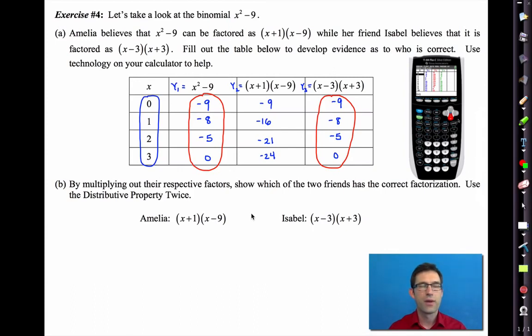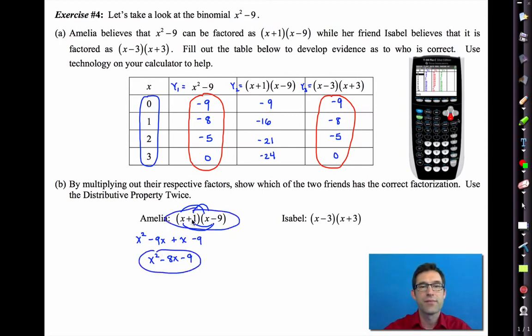Okay, let's go through it. Well, I think I'm just going to do a little bit of foiling. For Amelia, we've got x times x, which is x squared, that's my first. X times negative 9, negative 9x. 1 times x, positive 1x, and 1 times negative 9, negative 9. So I get x squared minus 8x minus 9. So this is equivalent to this.